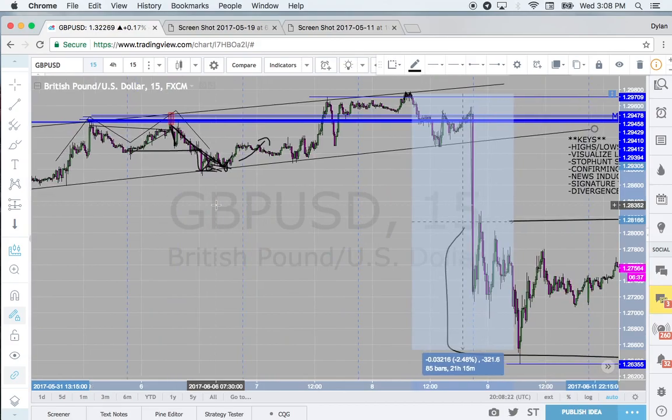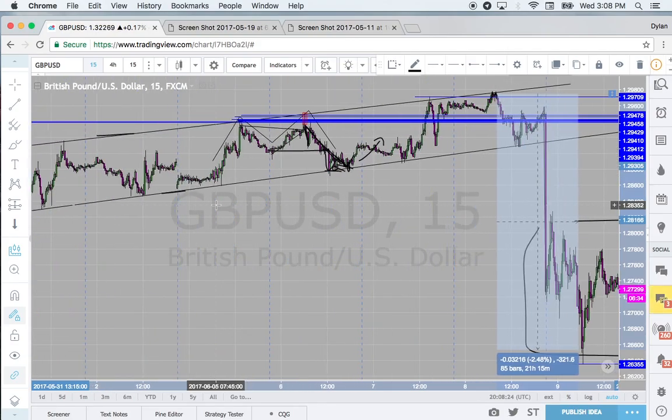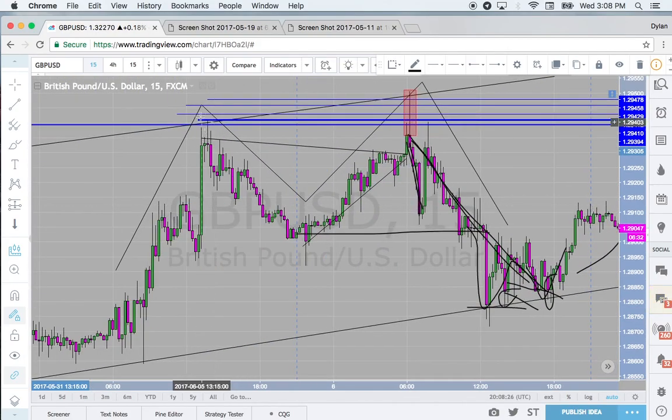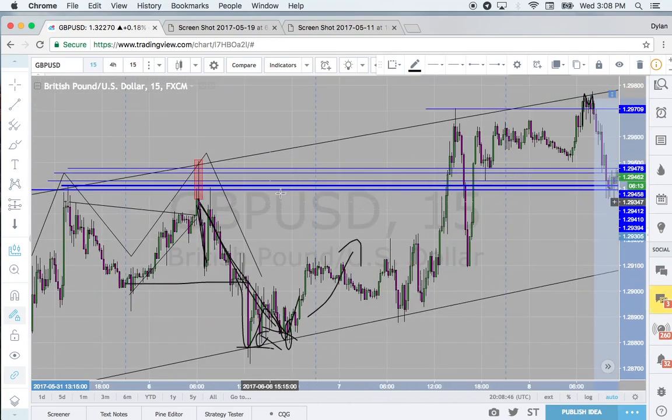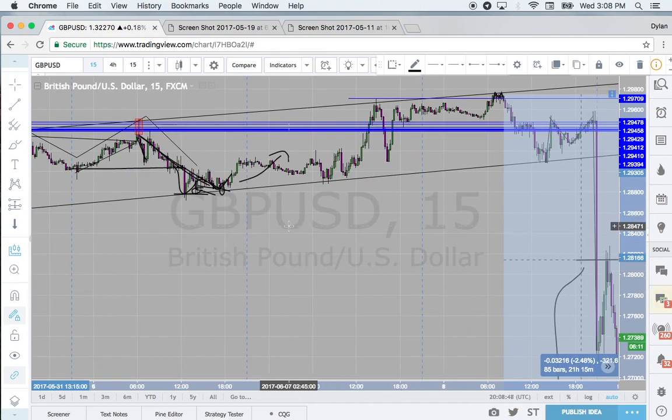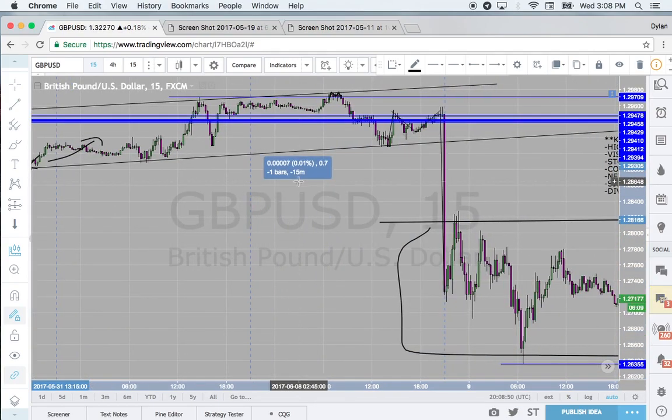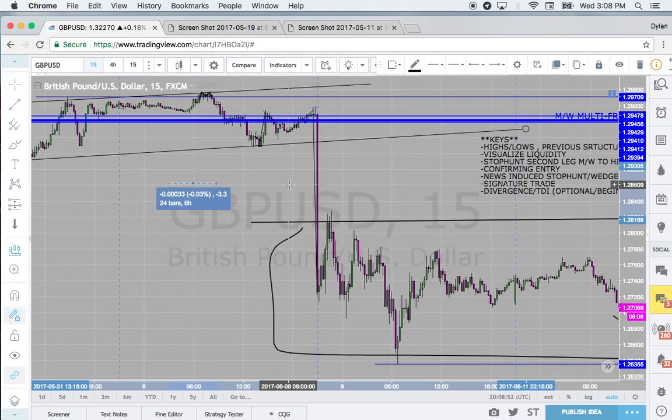Alright, this was a wedge-induced stop hunt where our signature trade, I should say, came and created the wedge, and then the breakout of the wedge was the second leg of the M formation, and vice versa with the W formation. Same characteristics.